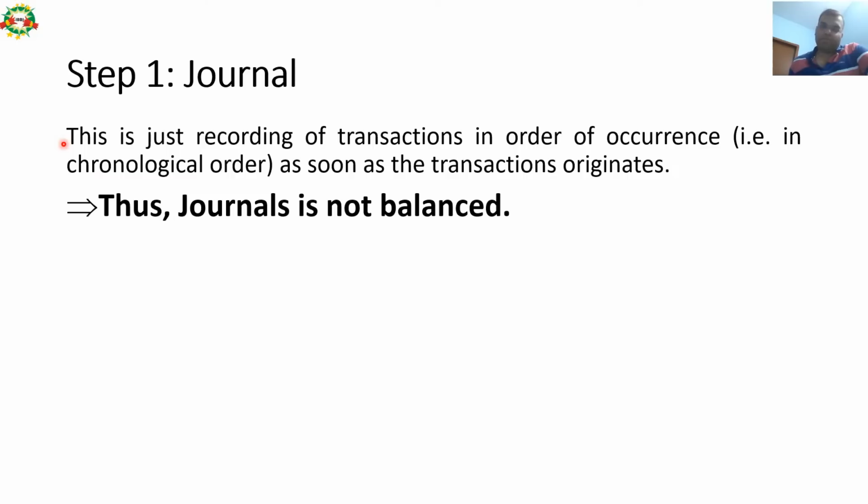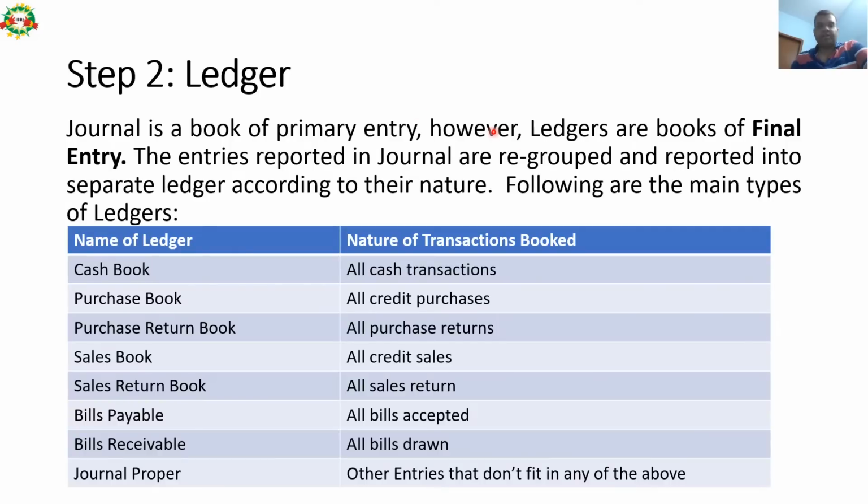So the journals are not balanced. Please remember this line. Sometimes this 1 mark theory question may come out of this one line also. Then under step 2, we make ledger.